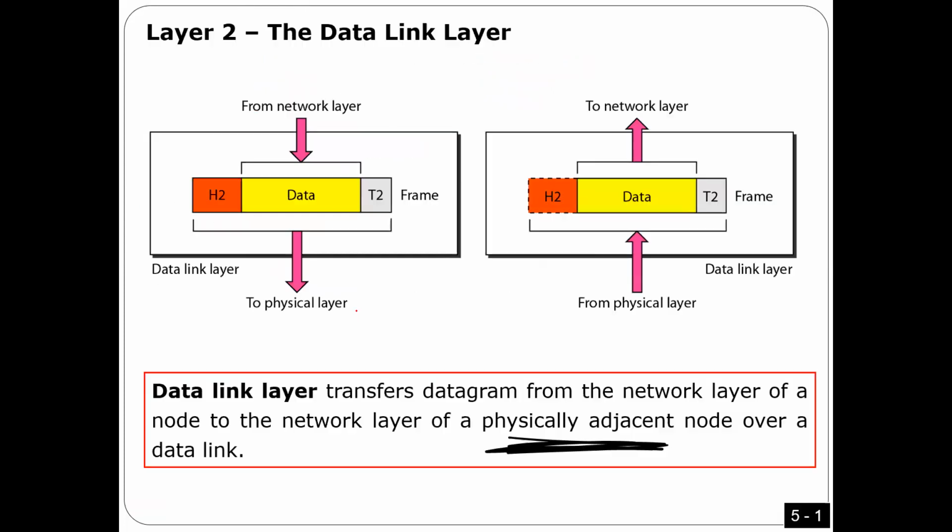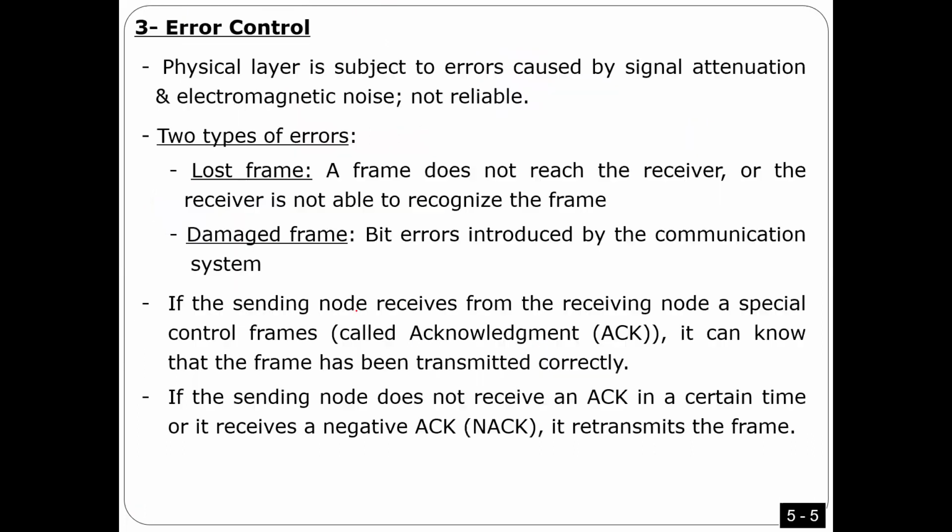So again, I can divide the errors that can happen into 2 things. Number 1, lost frames, completely lost. That's why I told you we are going to number the frames, and based on the sequence number, the receiver can know if a frame was lost or not.